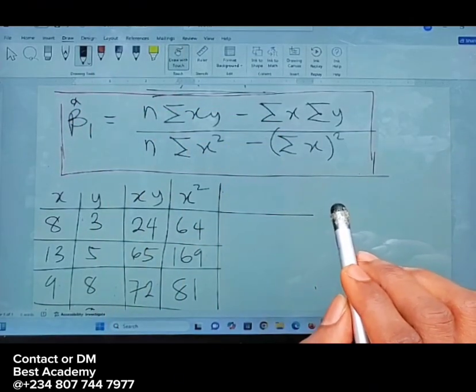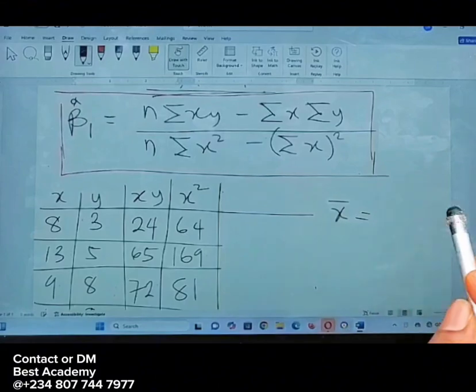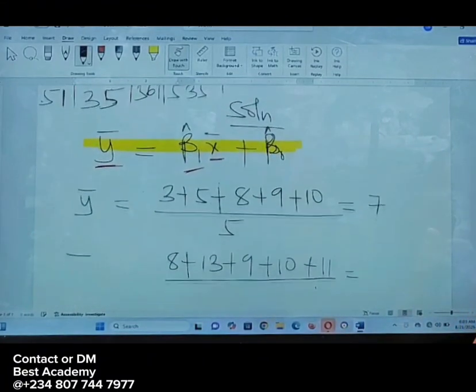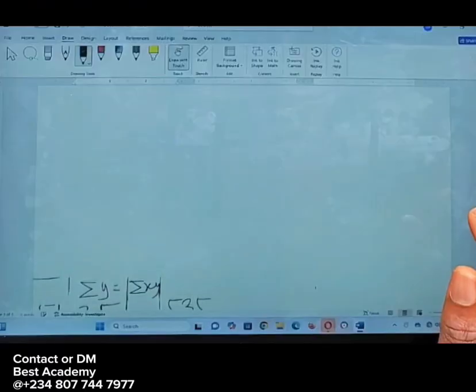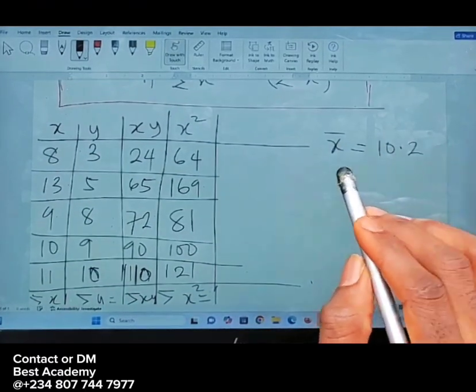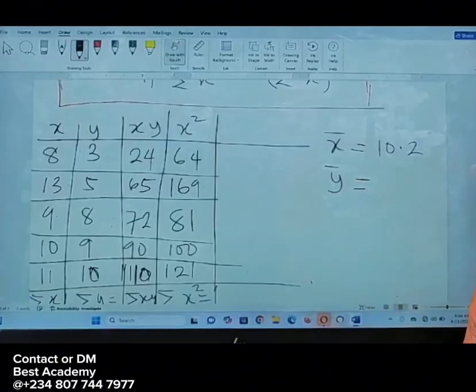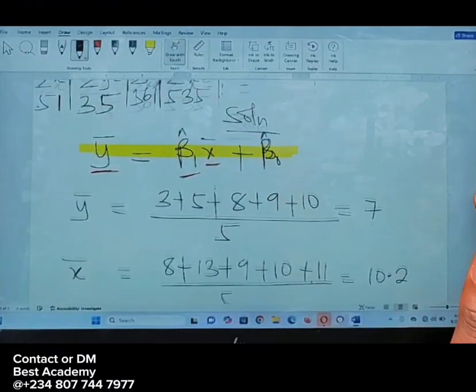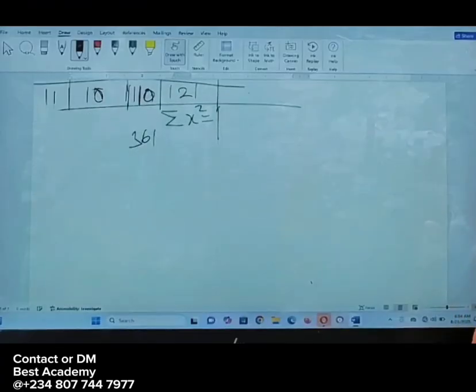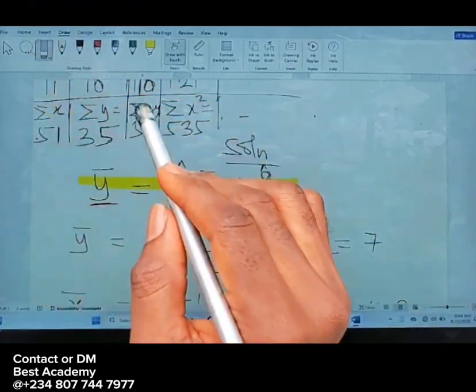That is the S bar, so that we won't forget here, the S bar is said to be 10.2. The Y bar is said to be 7. Don't forget these values. Now we cannot clean this part here. Let's just clean the board here.